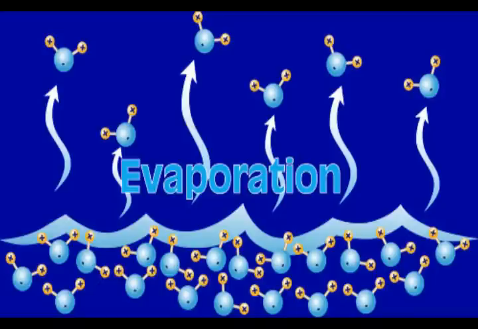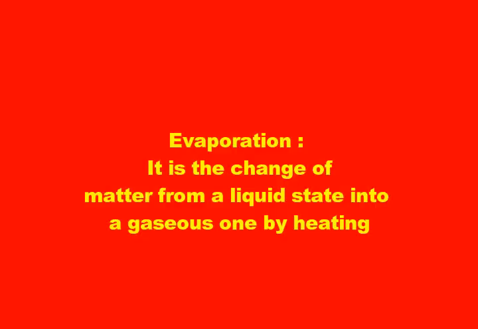Evaporation. You want to know the meaning of evaporation? Evaporation, it is the change of matter from a liquid state into a gaseous one by heating. So when you boil water, you can see that water changes from the liquid state to the gaseous state, and that means evaporation. It is the change of matter from a liquid state into a gaseous one by heating.